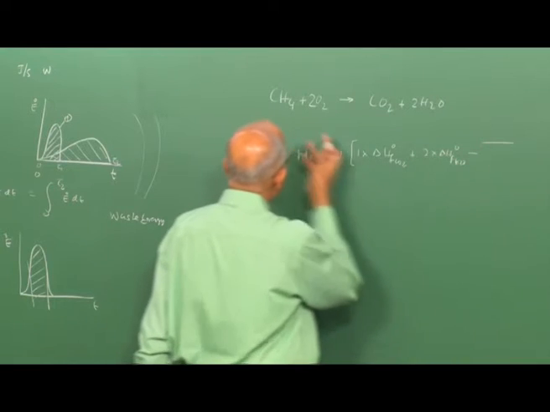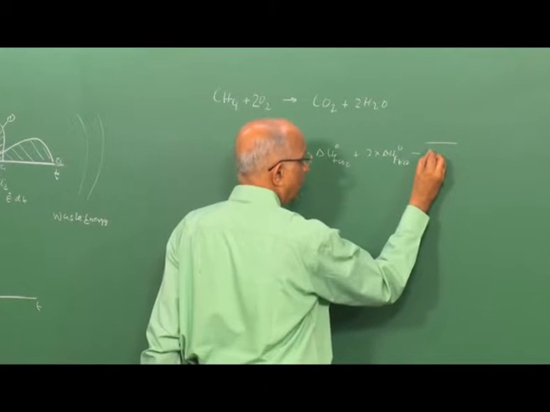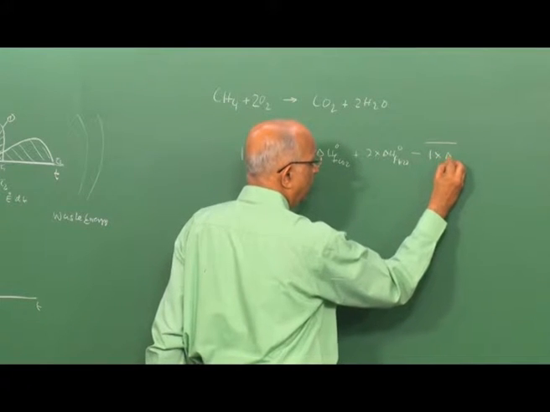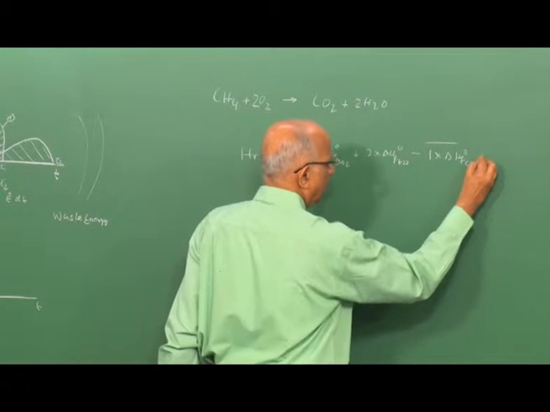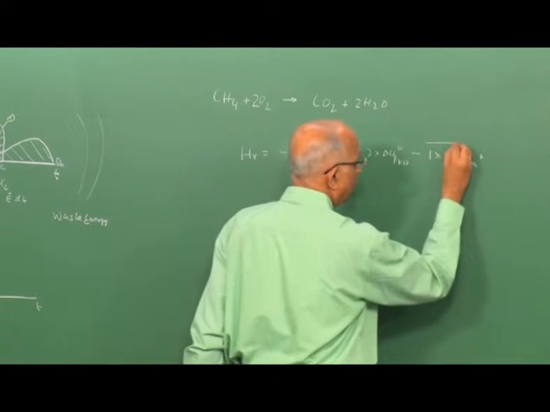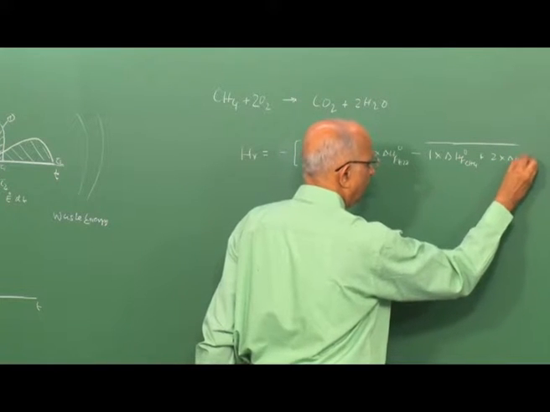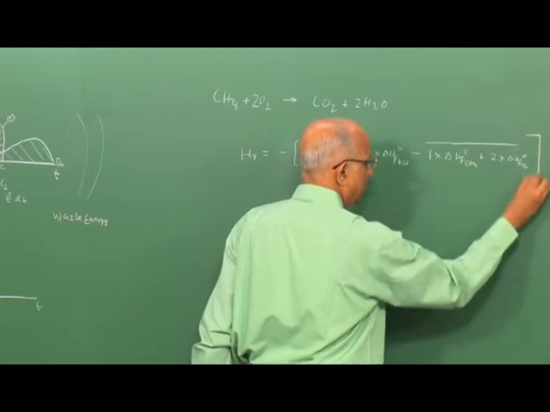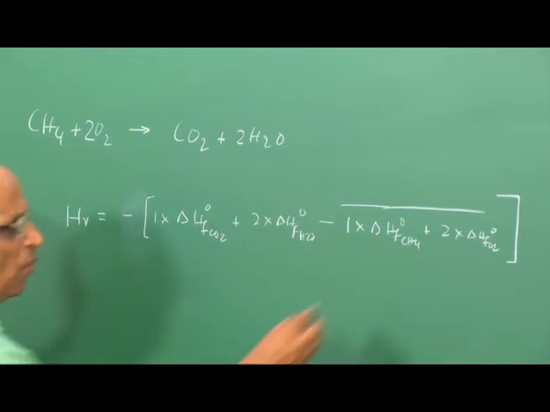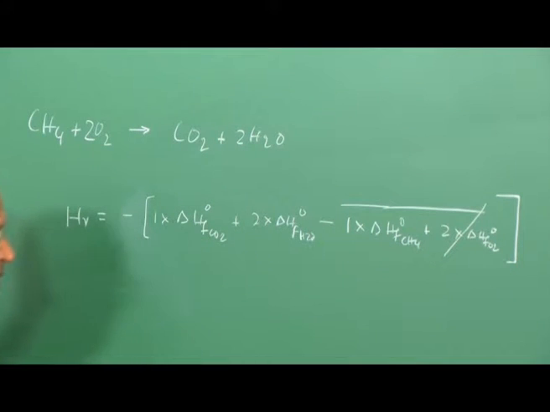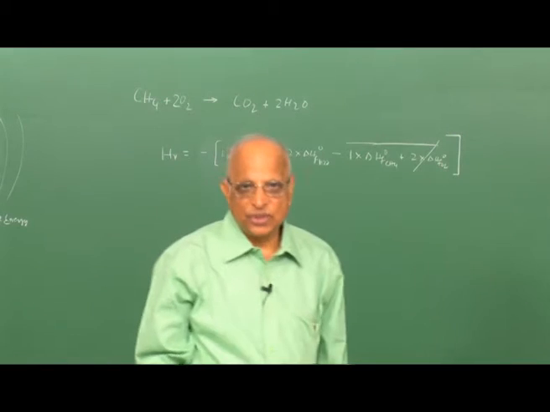minus the heat of formation of the reactants, which is equal to 1 into heat of formation of methane, plus I have 2 moles of oxygen. Therefore, 2 into heat of formation of oxygen over here. This is the net heat available in the reaction, and I know oxygen is an element, so I do not need to consider it. Let us put the heat of formation of these substances.